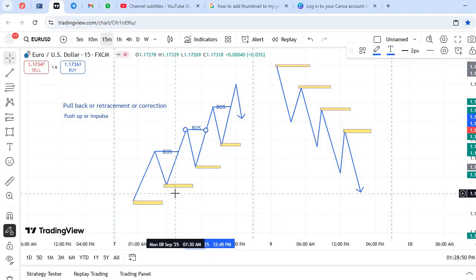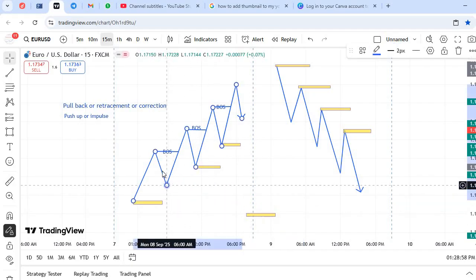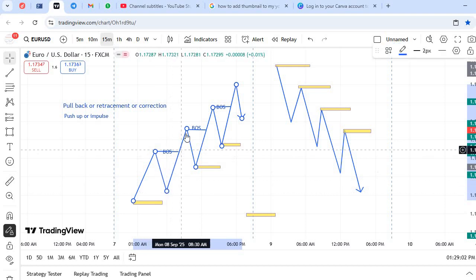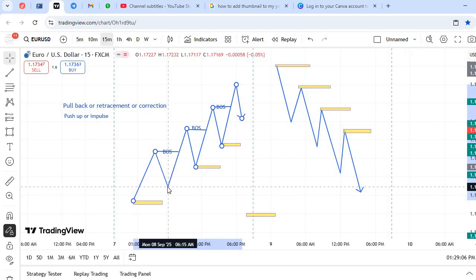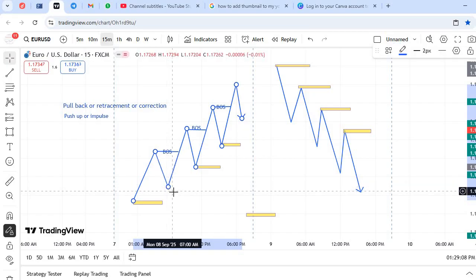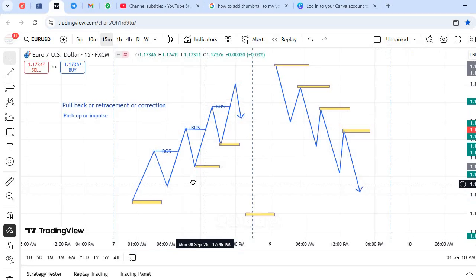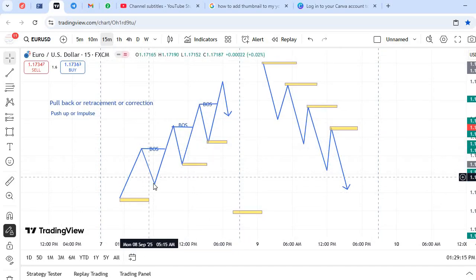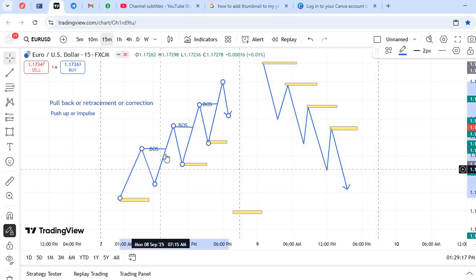So our major aim here is that we want to know where the end of this correction is, where it will get to before this move up. That's our major aim, and that is what the Fibonacci retracement tool is going to help us to do. So this is impulse, correction. This is a pullback, then the move up.